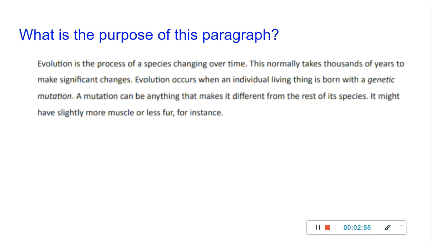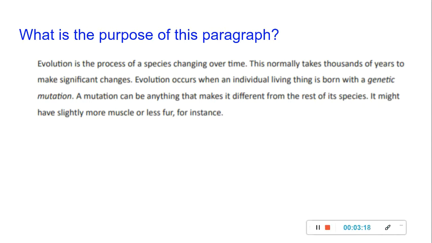Evolution is the process of a species changing over time. This normally takes thousands of years to make significant changes. Evolution occurs when an individual living thing is born with a genetic mutation. A mutation can be anything that makes it different from the rest of its species. It might have slightly more muscle or less fur, for instance.